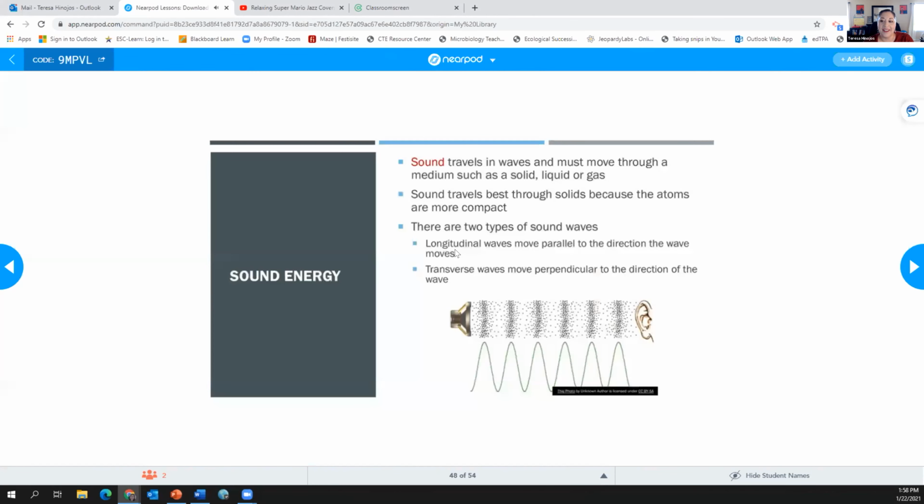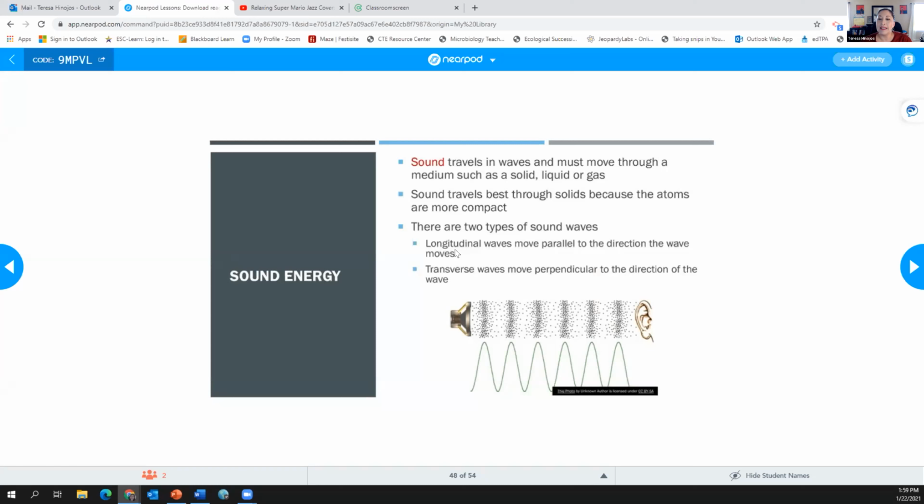Okay, so that's light. So the very last one is sound energy. And so sound is going to travel in waves as well. Okay, so sound and light are both traveling in waves, but sound is going to move through different mediums, such as solids, liquids, and gases. So sounds are going to travel best through solids because the atoms are more compact. So I know that was a misconception as well. I think I even had it, that I thought the sound was going to travel best through a gas, right?